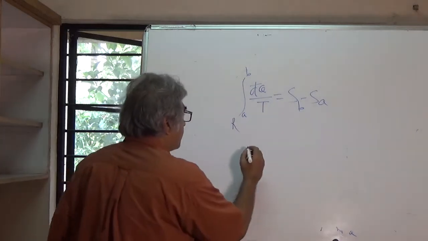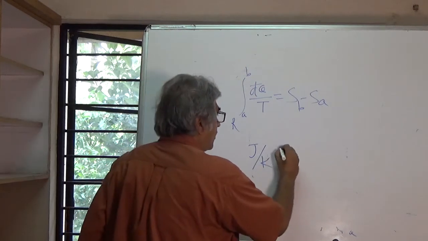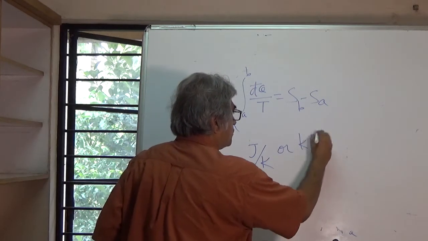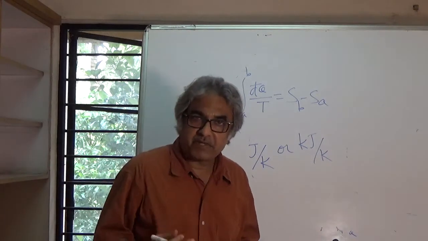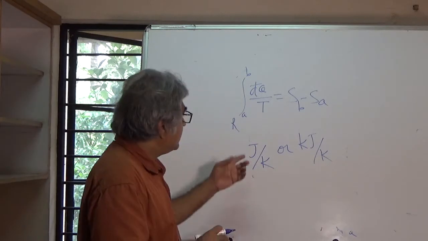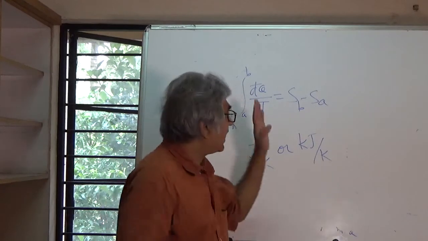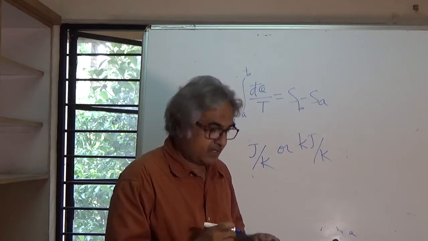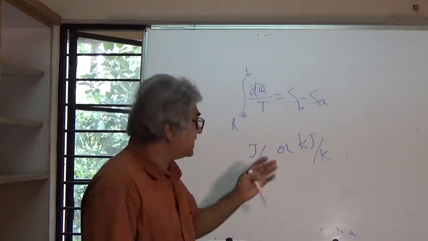So the unit of entropy, you can say it is either joules per Kelvin or kilojoules per Kelvin. And if we are talking about specific entropy, that means entropy of 1 kg of any substance, then it will be joules per kg Kelvin or kilojoules per kg Kelvin. Okay, so this is something which we did during the last video, except the units which I have introduced now.